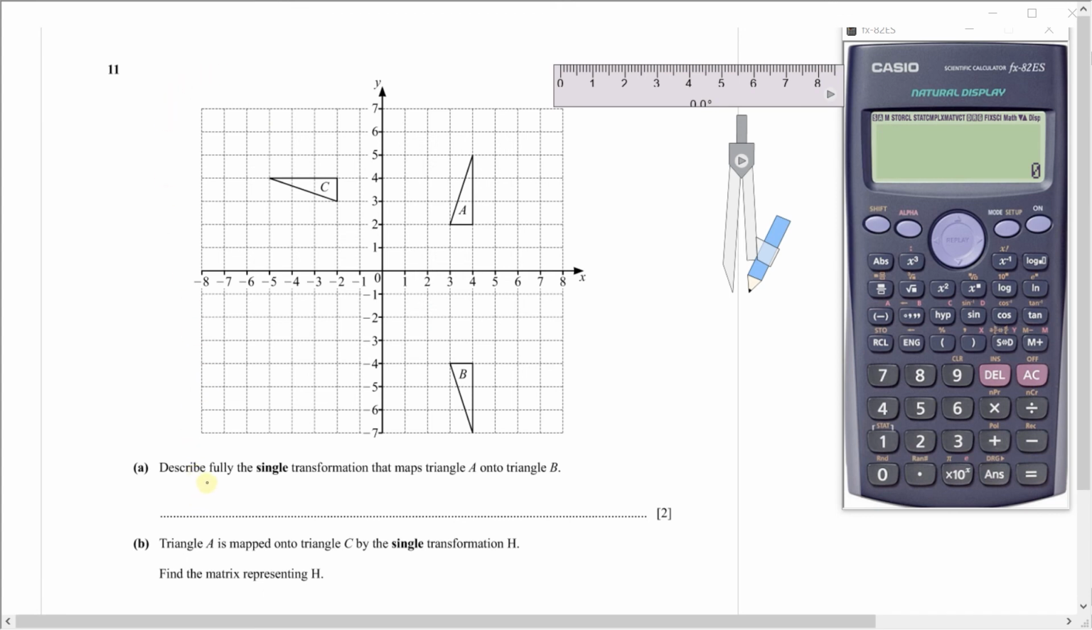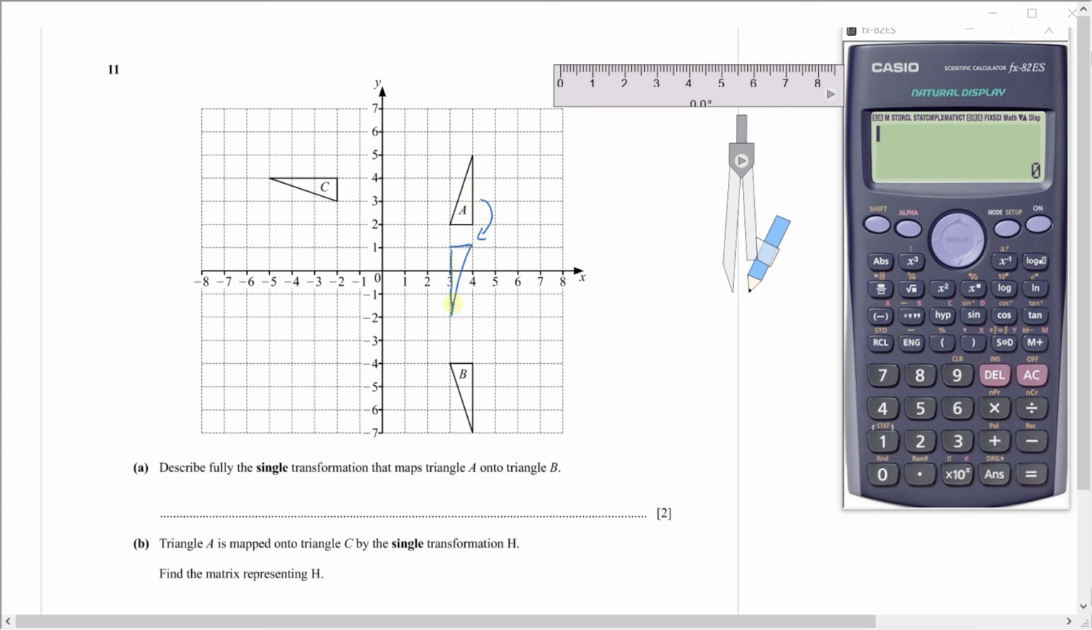Question number 11, part A, describe fully the single transformation that maps triangle A onto triangle B. So this is clearly not a translation because the orientation of the triangle has changed. It is pointing upwards here and then it's pointing downwards. So it's not a translation. This is also not an enlargement because the size of the triangle remains the same after the transformation. Can it be a rotation 180 degrees like this? So if I rotate this downwards 180 degrees, it will look something like this after I rotate it 180 degrees.